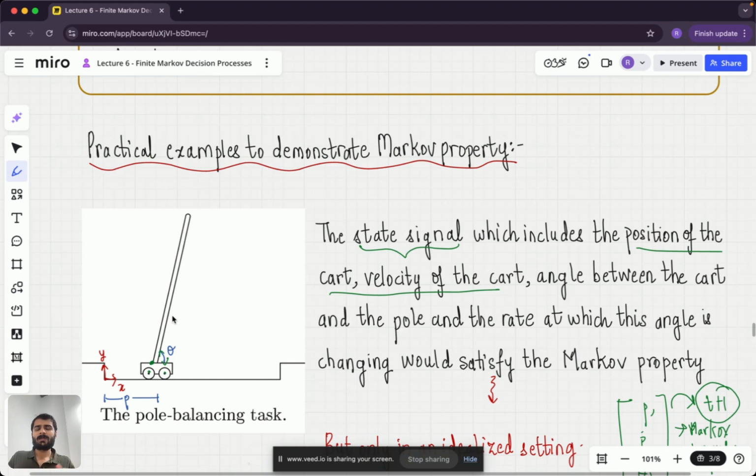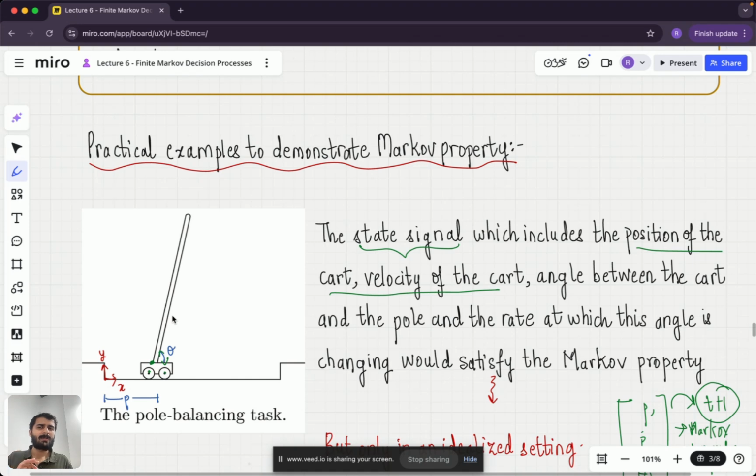I only need to know the current position and velocity of the cart, and the current angle and angular velocity of the pole with respect to the cart. That's it. Then I say that the state signal has the Markov property, because it allows me to predict the motion of the pole cart system in the future. I do not need to know what happened in the past. So the state signal is retaining all the relevant information of the past within the state signal.